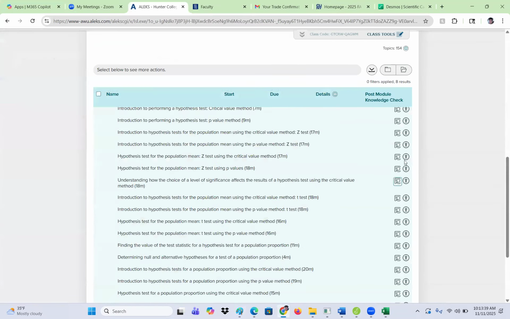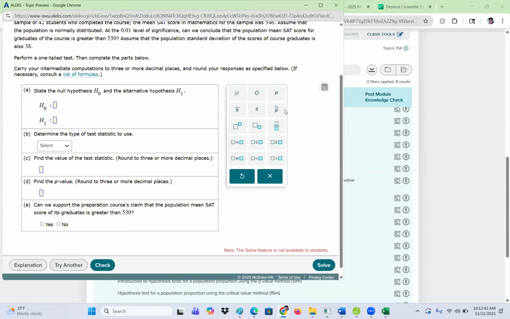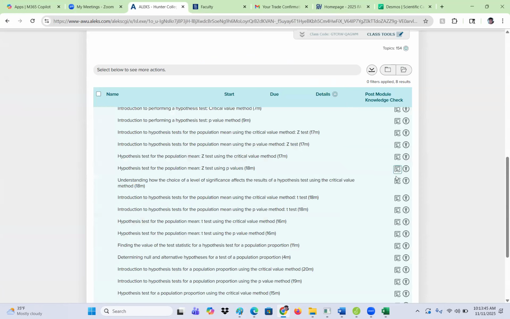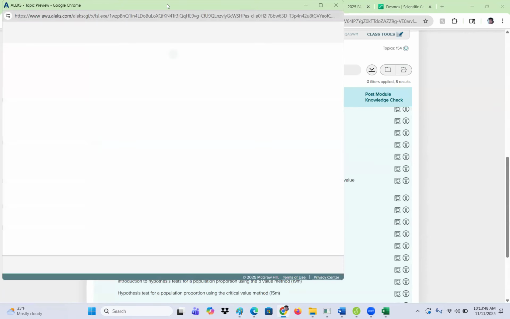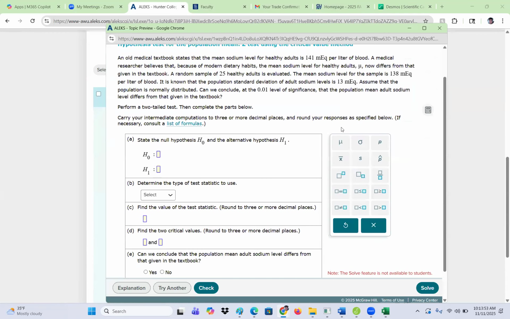Oh, I think not this part. Let me just double check. Yeah, okay. So those two questions are critically important. It's literally one of the things that you might have on the exam.